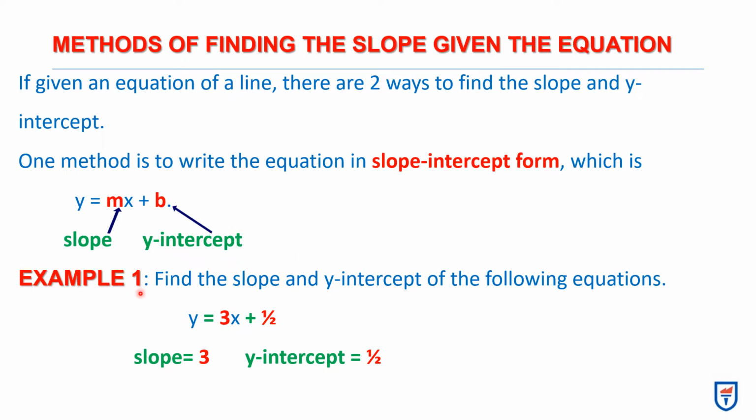For an example question below, find the slope and y-intercept of the following equation: y is equal to 3x plus half. If we check this equation, it's already in the standard slope-intercept form, y is equal to mx plus b. We have a value attached to an x already, which is 3, so our slope is 3. For the y-intercept, we have a constant, which is half, similar to b. So our y-intercept value is equal to half.